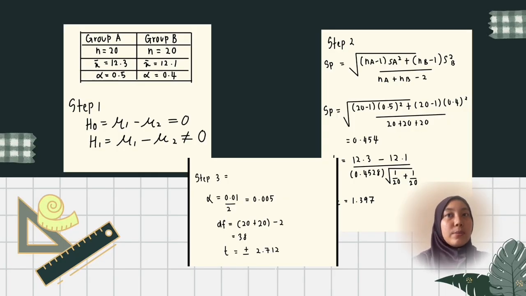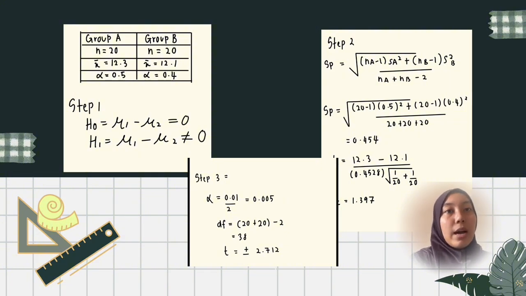We have two groups of athletes. Group A uses method 1 with a mean sprint time of 12.3 seconds, a standard deviation of 0.5 and 20 athletes. Group B uses method 2 with a mean sprint time of 12.1 seconds and a standard deviation of 0.4, also with 20 athletes. The significance level used is 0.01 and this is a two-tailed test.